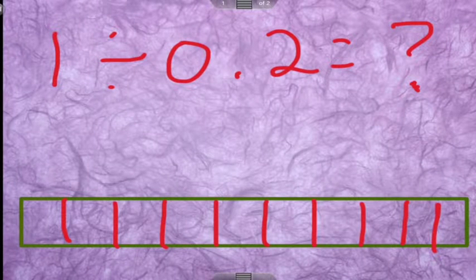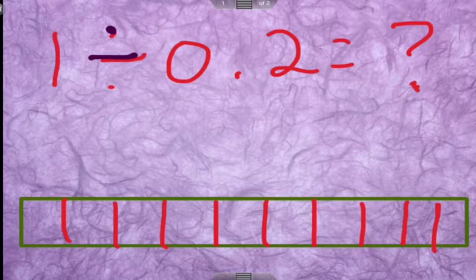Okay, now we're going to divide decimals. There are several ways to do this, so we're going to go over each different method. Okay, so the first one, I have 1 over here divided by 0.2. So what we can do, there are several ways, like I said before. One way is to create a bar model. So this is what it would look like.